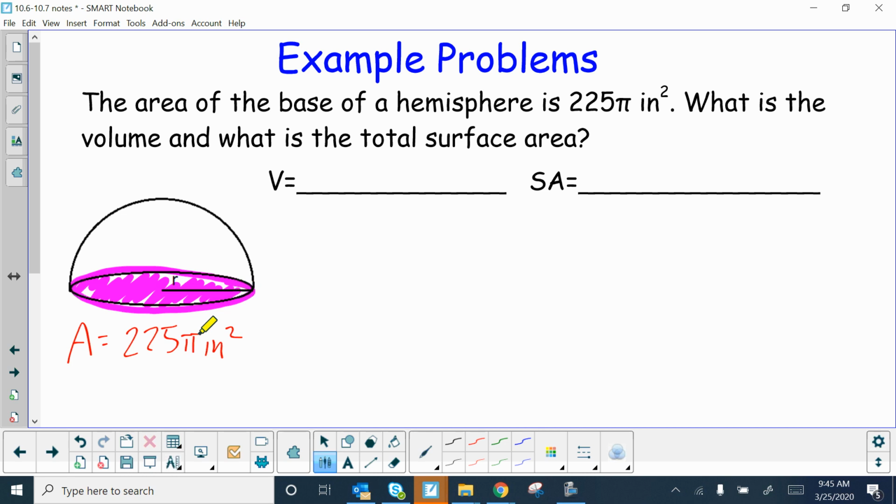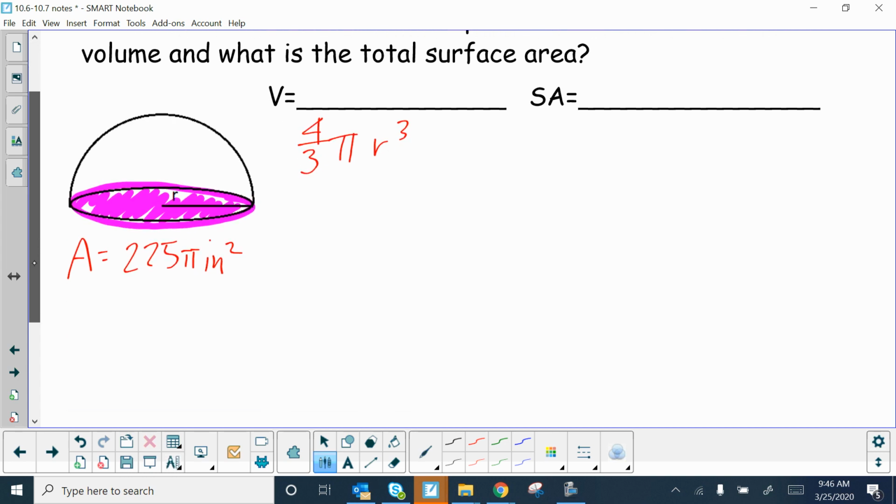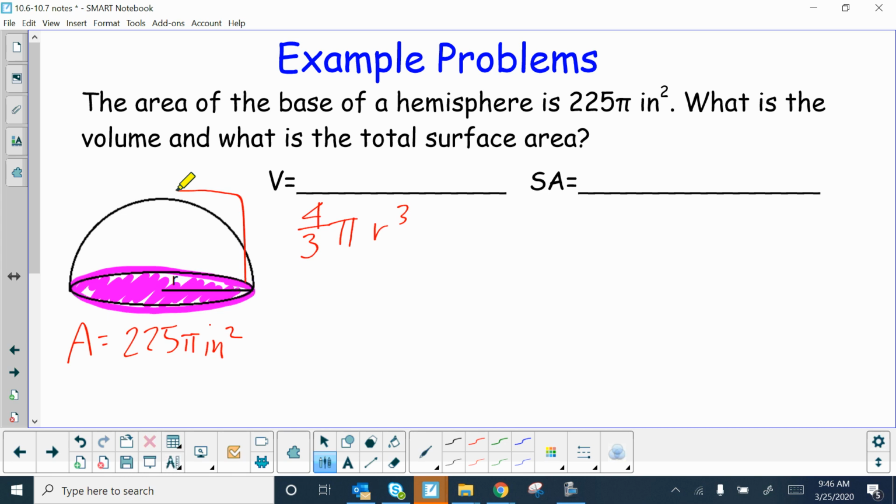So in order to find the volume, remember our formula is 4/3 pi r cubed. I need to figure out what r is. So what should I do with 225 pi? I should set that equal to, well, what is the shape of this base right here? What is the shape of that base? It is a circle. So I'm going to do pi r squared equals 225 pi.